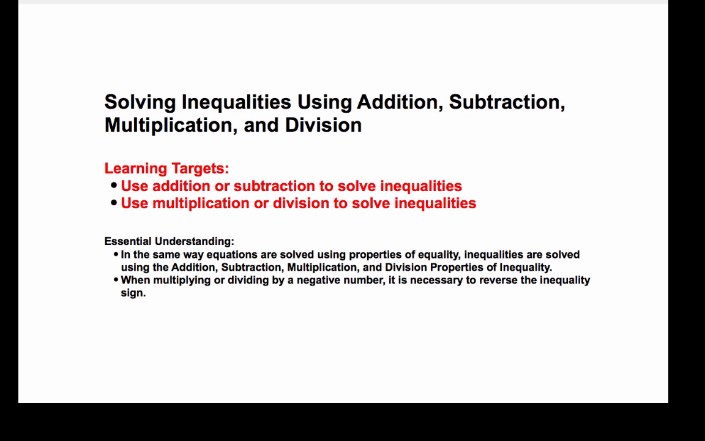The central understanding for this lesson: in the same way equations are solved using properties of equality, inequalities are solved using the addition, subtraction, multiplication, and division properties of inequality, and they're very similar. When multiplying or dividing by a negative number, it is necessary to reverse the inequality sign. That's the one difference about inequalities. Anytime you're solving an inequality, you have to be very careful when you're multiplying or dividing, especially if you're using a negative number.